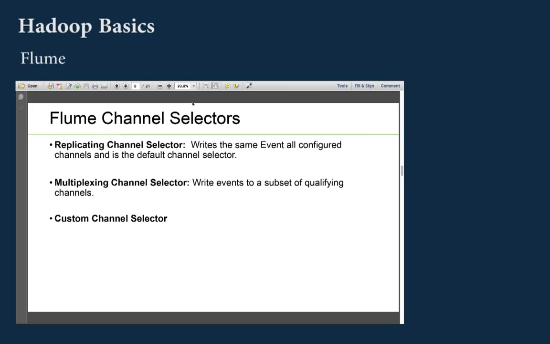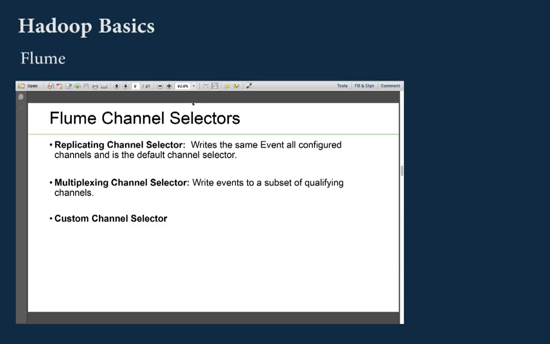So we've seen what exactly is a Flume source, sink, and channel. Now let's quickly talk about channel selectors. Channel selectors are basically nothing but selecting your next route. A replicating channel selector writes the same event to all configured channels. So when you write an event, a replicating channel selector will write that to all the next destinations.